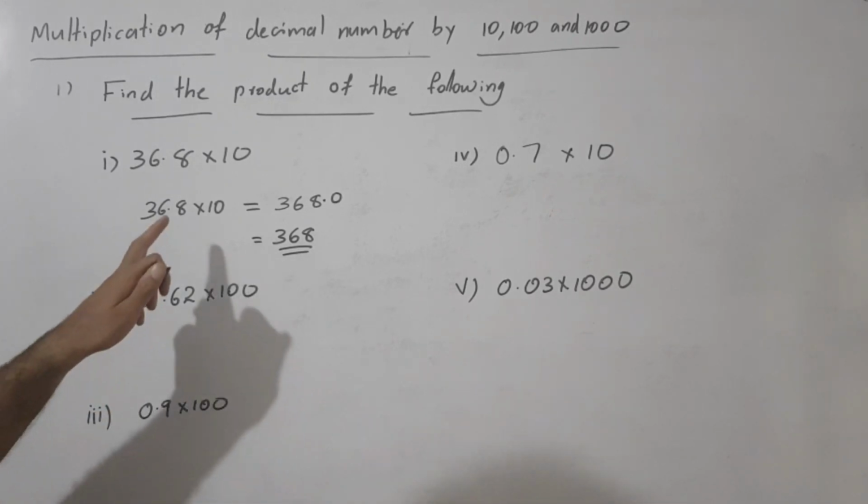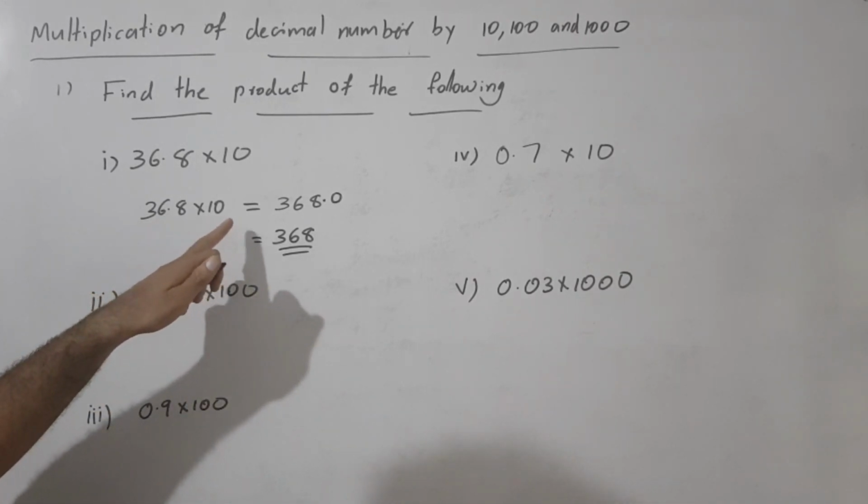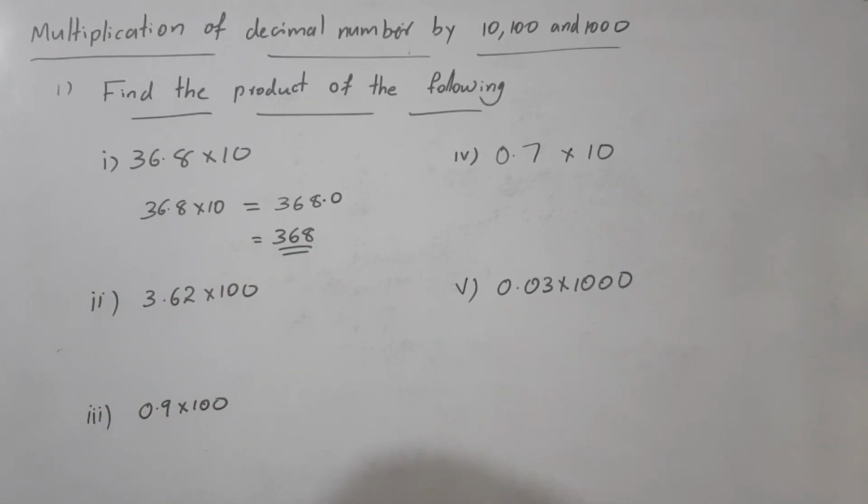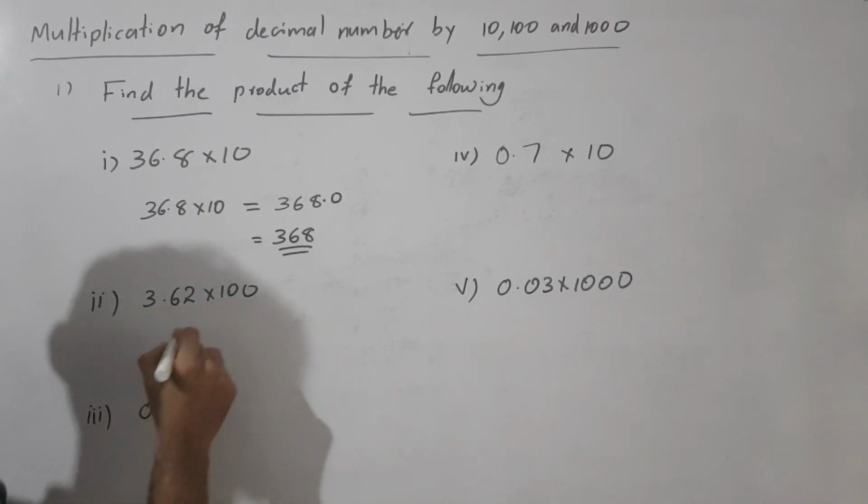368. Okay, then what is 36.8 into 10? 368. Clear? Then now the next.